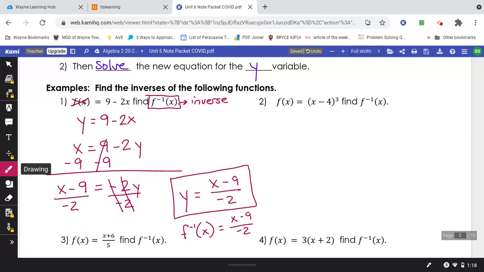All right, let's look at the next one, example number 2. f of x equals (x minus 4) all to the third power. Find the inverse. So we'll start by switching this out for the letter y. And then I'll change my x and y.